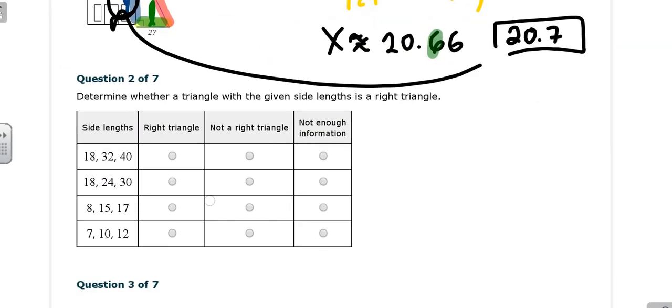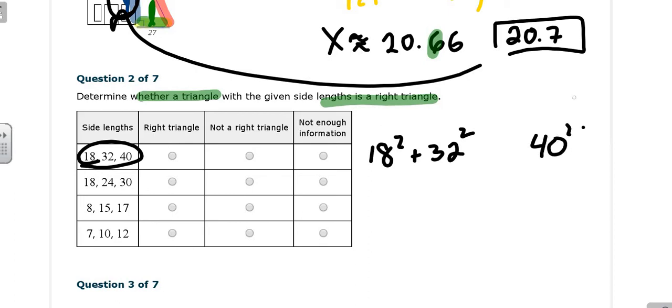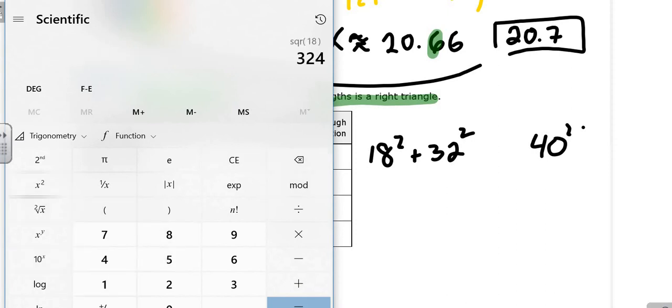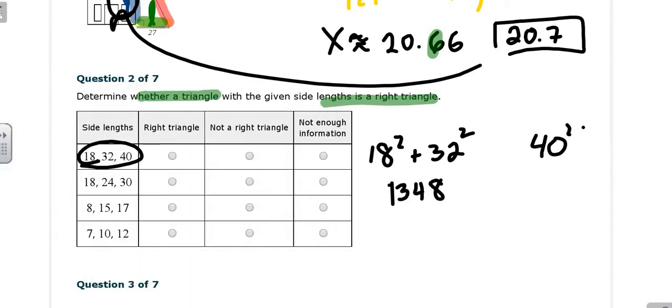Here, it says determine whether a triangle is a right triangle given the side lengths. So this is the converse of the Pythagorean theorem. If Pythagorean theorem works, then it's a right triangle. So you test each and every one of these. For example, 18 squared plus 32 squared, and then here we have 40 squared. I'm just going to do the first one with you, and you're going to check to see if it works in the Pythagorean theorem. So 18 squared plus 32 squared gives us 1,348. And then 40 squared, that's 40 times 40, which is 1,600. They are not equal. Therefore, it is not a right triangle.